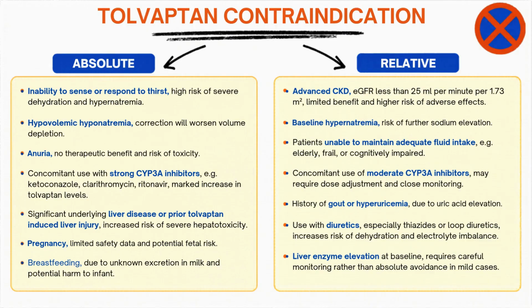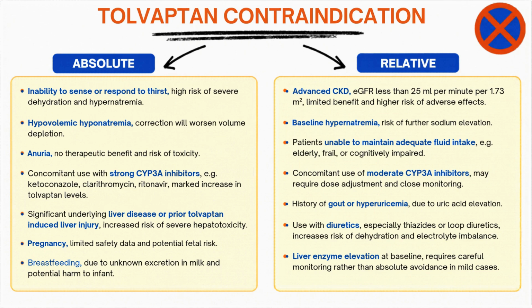This slide summarizes when we should not use tolvaptan or when we need to be very cautious. First, absolute contraindications, meaning tolvaptan should be avoided if the patient cannot sense or respond to thirst. The risk of severe dehydration and hypernatremia becomes very high. And in hypovolemic hyponatremia, giving tolvaptan can worsen volume depletion. Anuria is another key contraindication. There is no benefit and potential harm and toxicity.